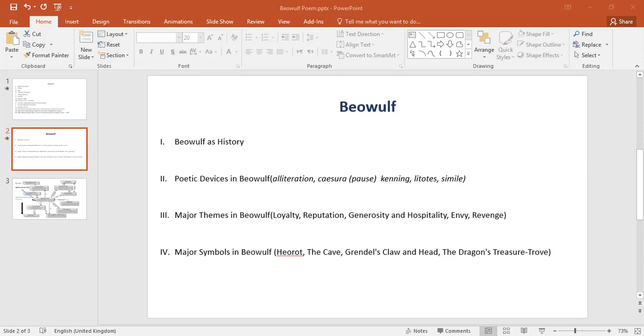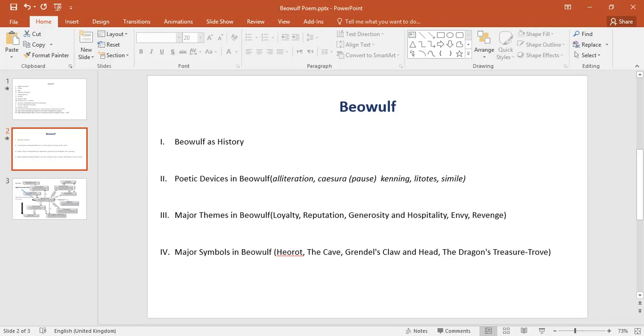Now let's come to the second one, and that is the poetic devices which are used in this poem. Beowulf is an example of Anglo-Saxon poetry, we already know, and that is distinguished from other poetry by its heavy use of alliteration. Now, what is alliteration? Alliteration is the repetition of initial sounds of words. Let me give you an example: the harrowing history haunted the heroes.